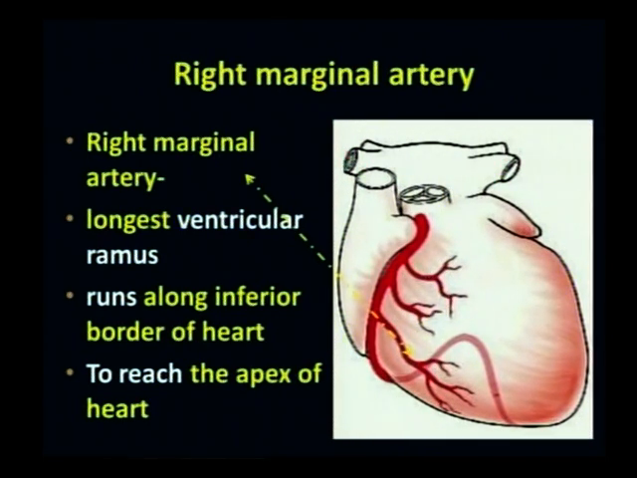So, until now we saw the ventricular branches of the first segment of the right coronary artery. They are the right conus artery, the right anterior ventricular branches and the right marginal artery. Now we will see the atrial branches of the first segment.